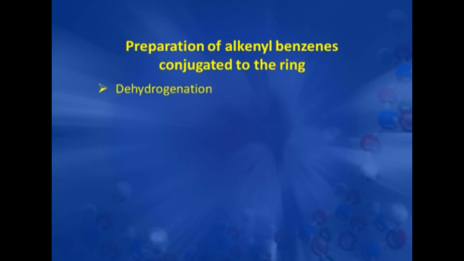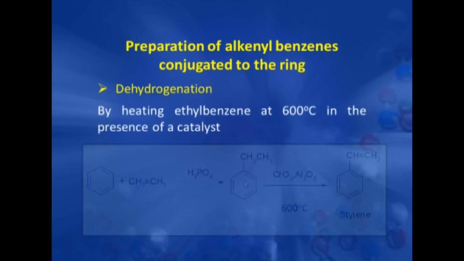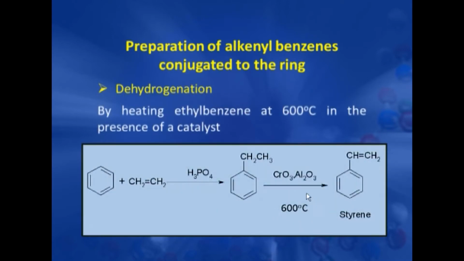First method, dehydrogenation. By dehydrogenation of ethyl benzene at 600 degree C in the presence of a catalyst, chromium oxide and aluminium oxide, we get the final compound styrene. This ethyl benzene can be synthesized by Friedel-Crafts reaction of benzene with ethene in the presence of phosphoric acid.